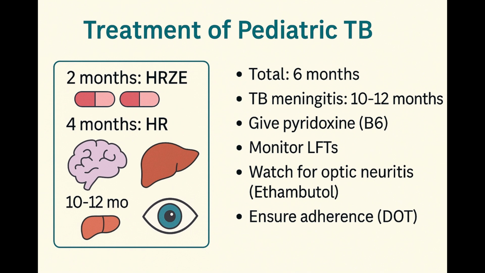We always supplement with pyridoxine, or vitamin B6, to prevent isoniazid-induced neuropathy. This is especially important in malnourished children. And you must monitor the LFTs regularly. Ethambutol can cause optic neuritis, which affects color vision, so watch closely for visual symptoms.